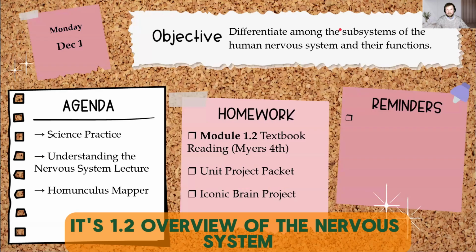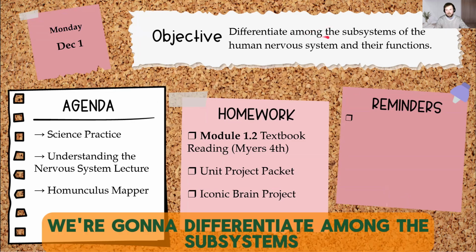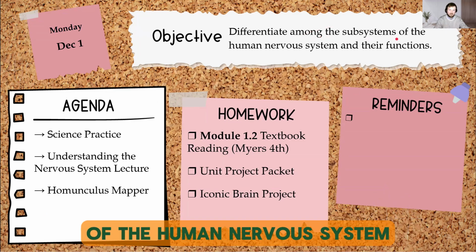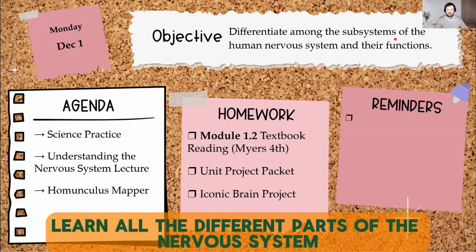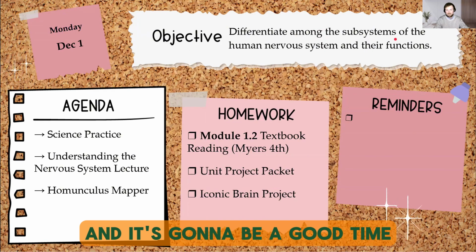Oh, hi there. It's 1.2, Overview of the Nervous System. And today we're going to differentiate among the subsystems of the human nervous system and their functions. We're going to learn all the different parts of the nervous system, and it's going to be a good time.